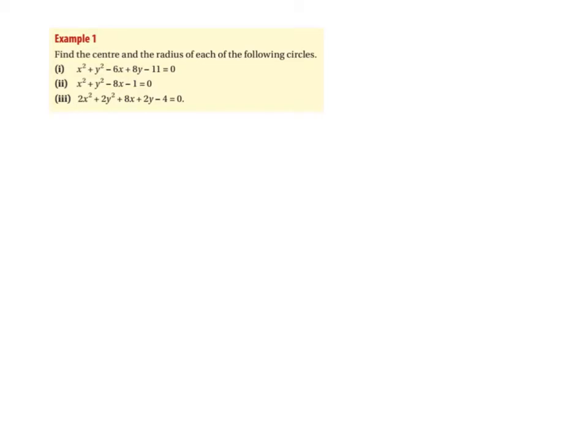So let's have a look at a few examples and see if we can work out the centre and radius of each of the following circles. Remember, if you're not sure, the radius is given by the square root of g squared plus f squared minus c. For the first one: x squared plus y squared minus 6x plus 8y minus 11 equals 0. So the centre: minus 6, halve it, gives minus 3, change the sign, gives 3. The next one is 8, halve it, gives 4, change the sign, gets you to minus 4. So there's the centre all done.